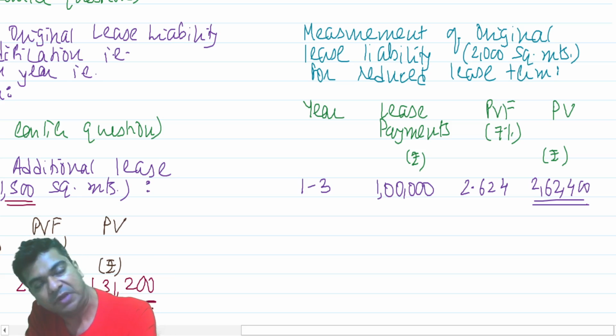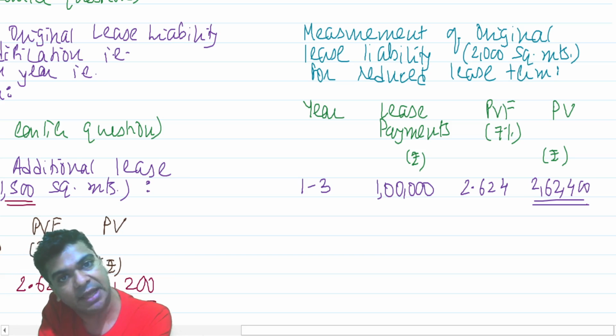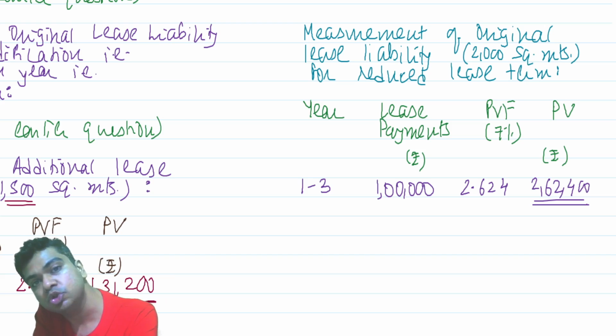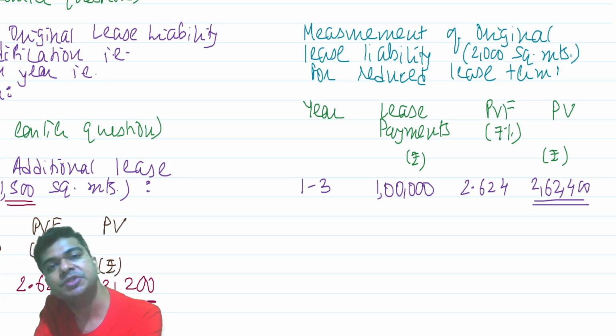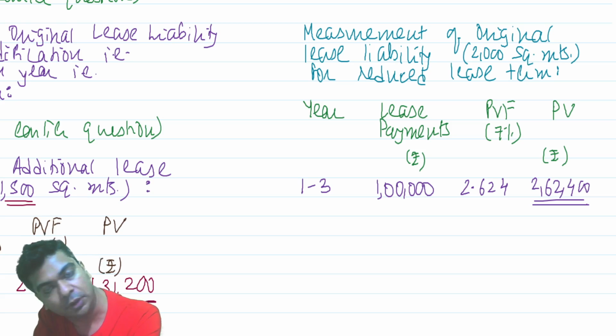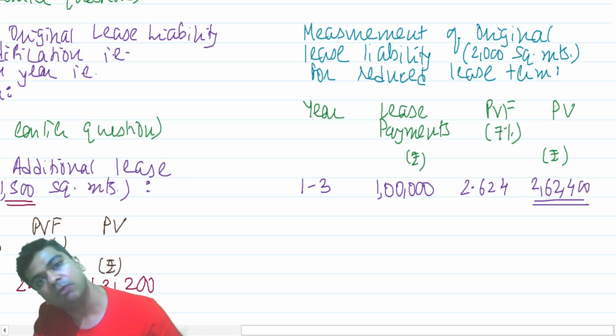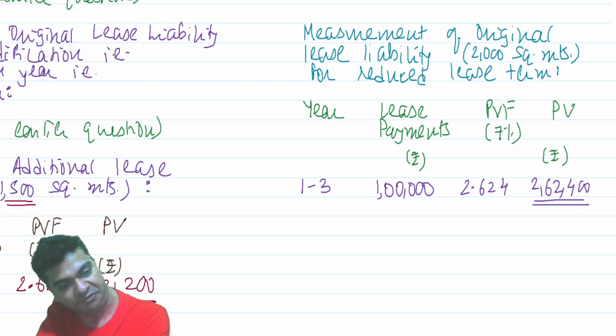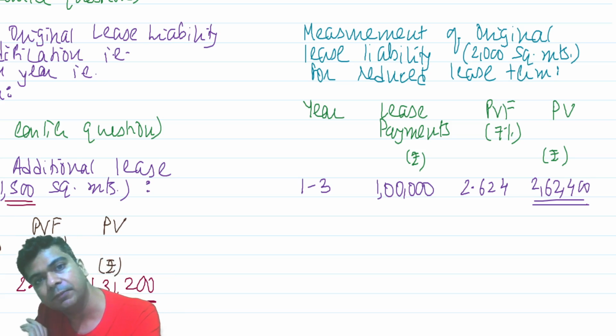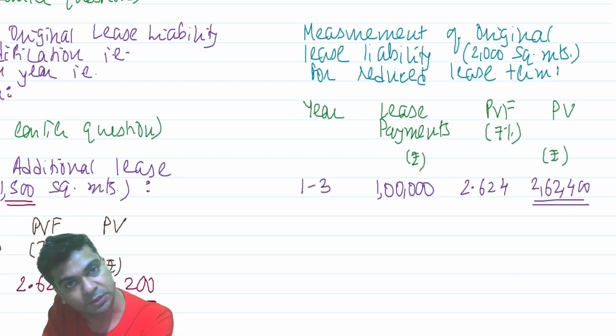Okay. We are saying that the original lease liability has a balance of 4,21,225. But that 421,225 is as per the original term of 10 years. Now the revised circumstances are that only 3 years are left. So we are simply arguing that if right from the very beginning the lease term was only 3 years, then what would have been the lease liability? We realize that the lease liability would have been 2,62,400. Now, similar adjustment also has to be made with the ROU asset.